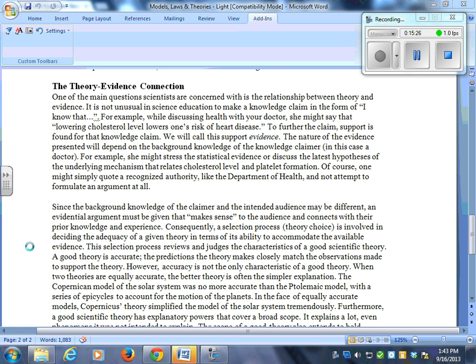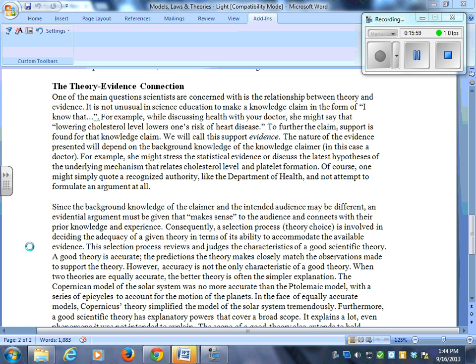The nature of the evidence presented will depend upon the background knowledge of the knowledge claimer, in this case the doctor. For example, she might stress the statistical evidence or discuss the latest hypothesis of the underlying mechanisms that relate cholesterol level and platelet formation. Of course, one might simply quote a recognized authority, like the Department of Health, and not attempt to formulate an argument at all. Okay, you might go see the doctor about something, and she might just say, you know what, just get your cholesterol down. Trust me. Or she might refer to the health department wanting you to do this. Or she might go into a big long theory kind of thing, right?